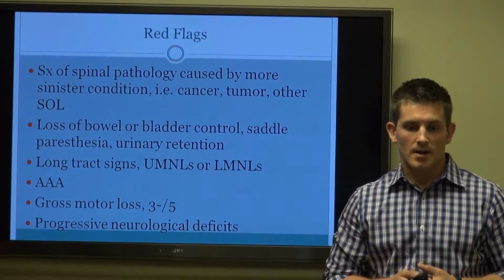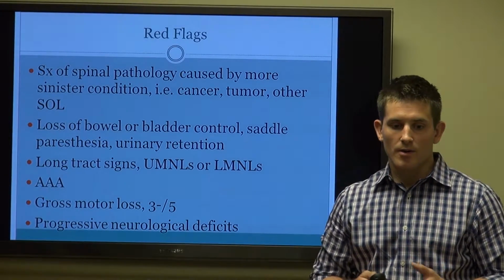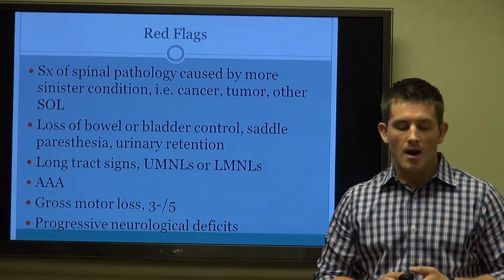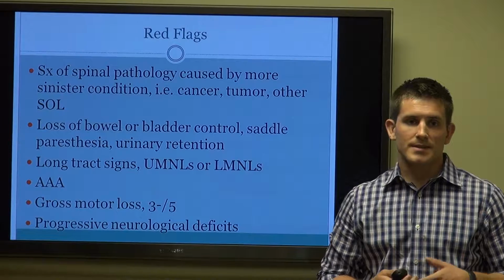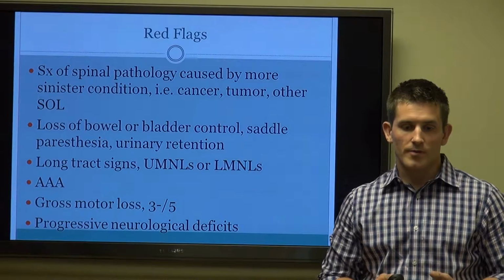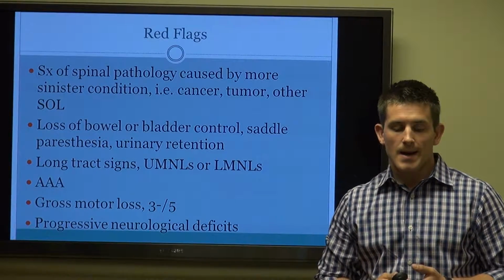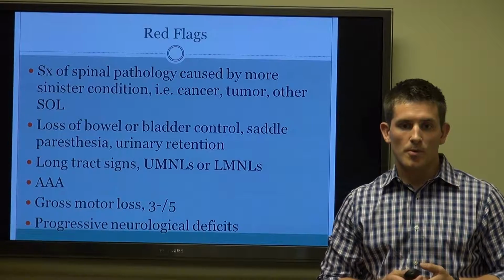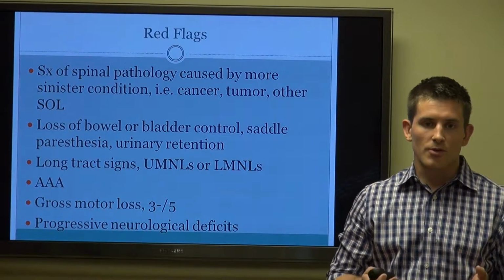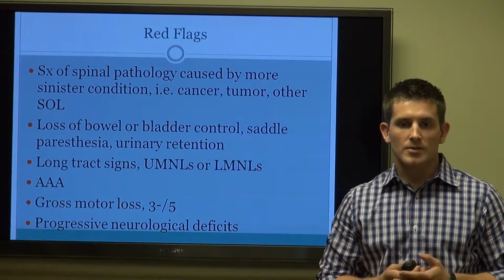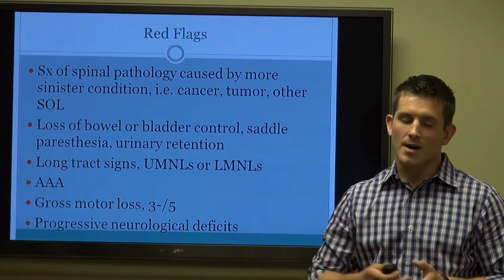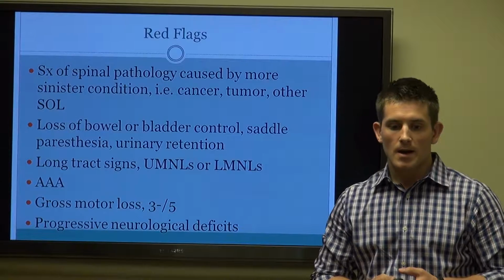So red flags, of course, are any symptoms of spinal pathology that are caused by more sinister conditions, cancer, tumor, or some other space-occupying lesion. We're looking for loss of bowel or bladder control, saddle paresthesia, or urinary retention. Of course, we want to check our long track signs. We're looking for upper or lower motor neuron lesions. History of AAA or presentation suggestive of a AAA. Of course, gross motor loss. We generally use the criteria 3/5 in terms of strength, and progressive neurological deficits that are either outside our scope of practice or not responding to the treatment.